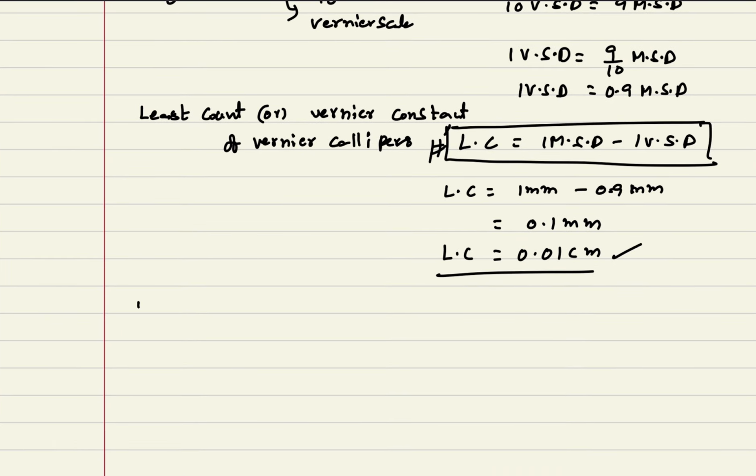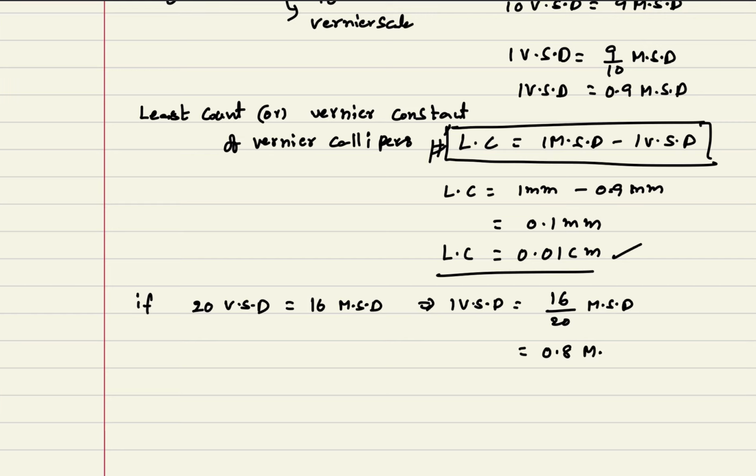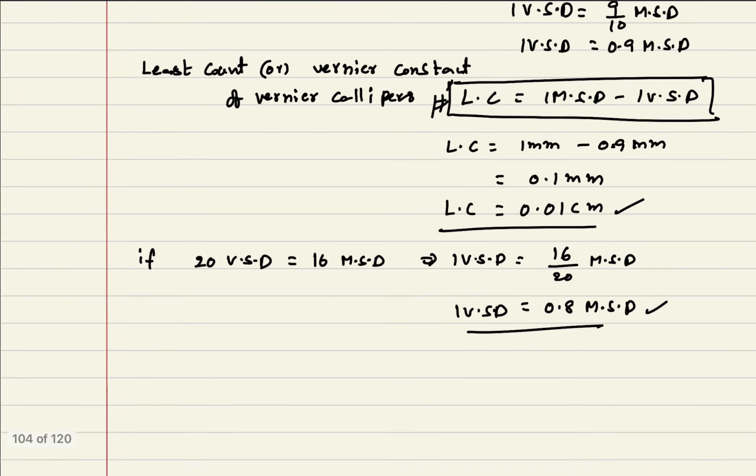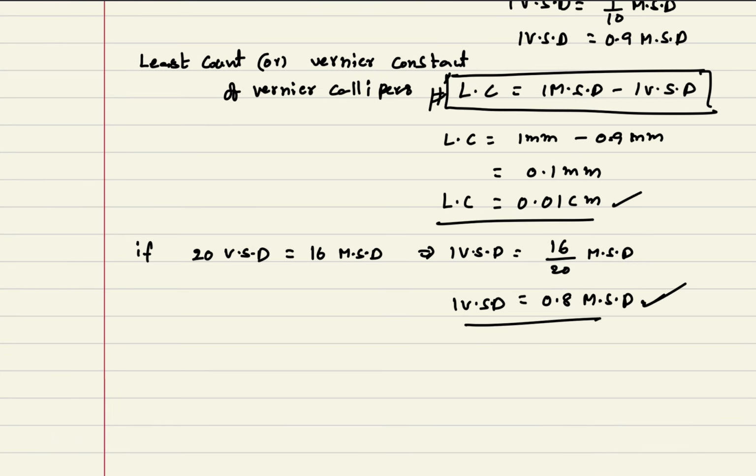Not only this, sometimes they may give that if 20 vernier scale divisions coincide with 16 main scale divisions, then 1 vernier scale division is equal to how much? 16 divided by 20 main scale divisions. Then we can write it as 4 by 5, that is 0.8 main scale divisions. That is the 1 VSD value. If they give any main scale reading, we can write 1 MSD minus 1 VSD as the least count. We will follow that result only every time.